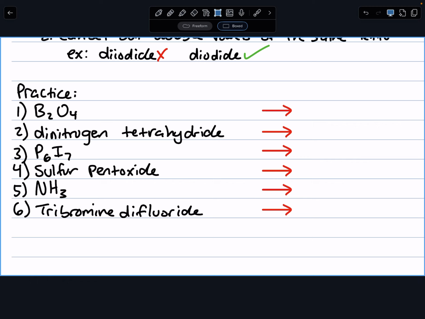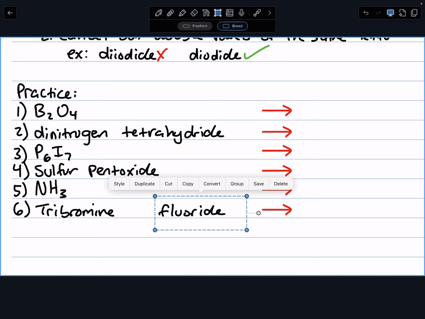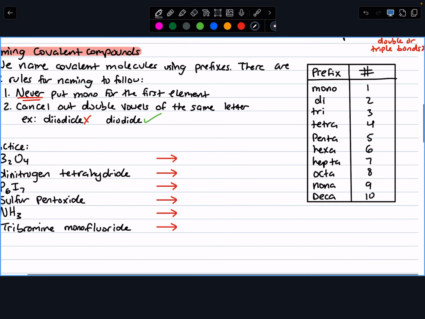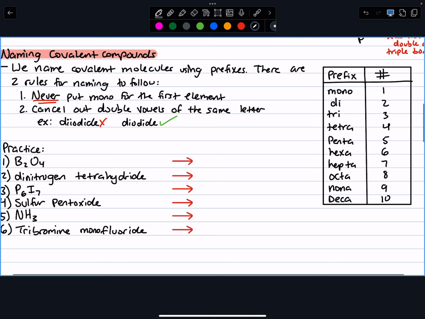I'm gonna actually do one like that. So I'm gonna make this mono. Okay. Perfect. Let's use our table. So first things first, I'm giving you this formula. We're doing this one, number 1. B2O4. What's B? Boron. Okay, and what is the prefix for boron, for 2? Di. So it's diboron, right?